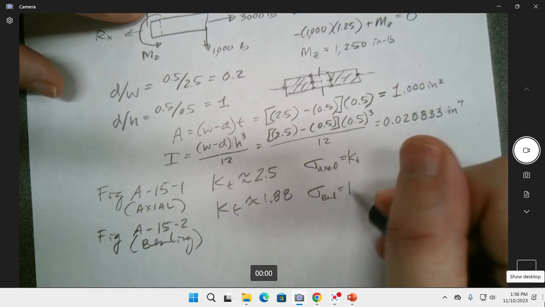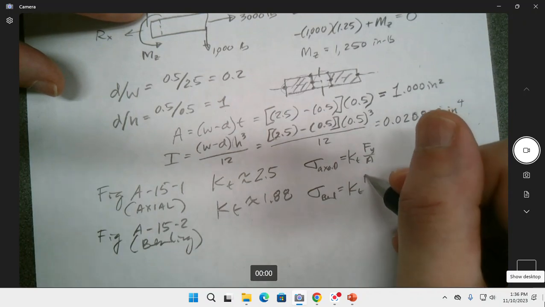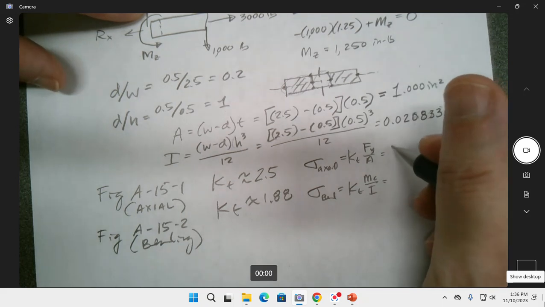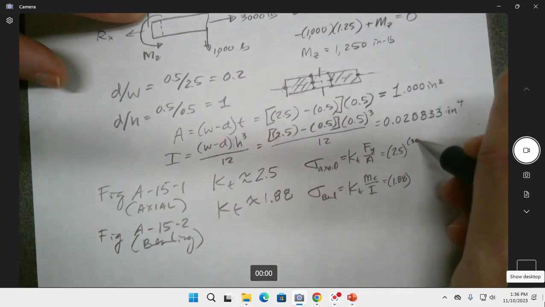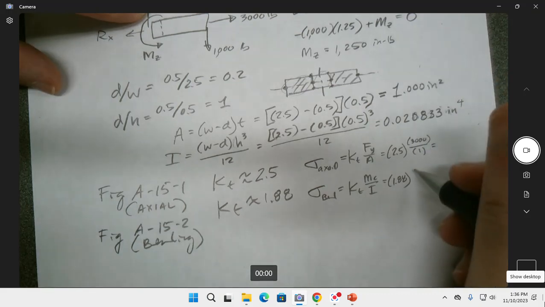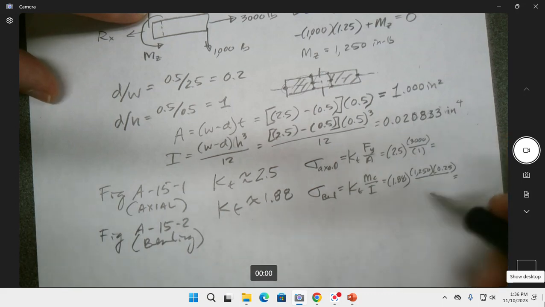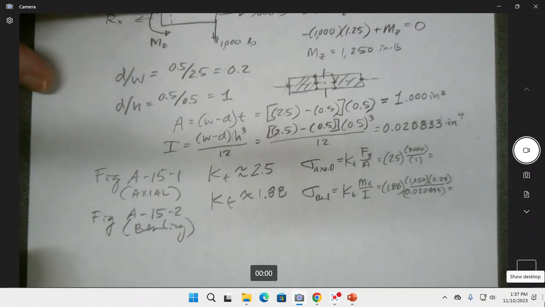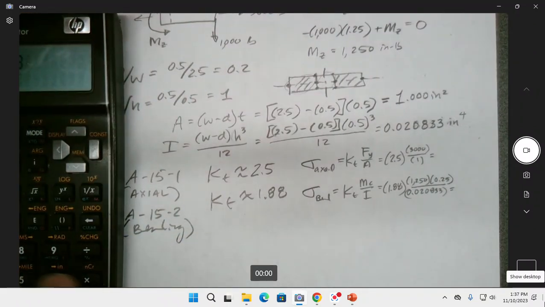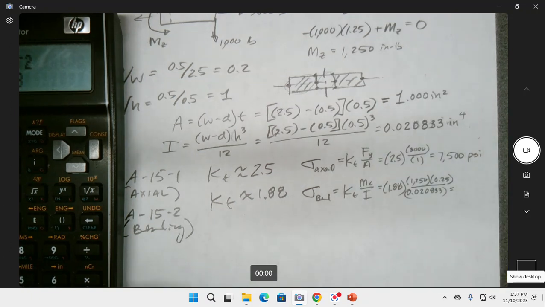Here's our Kt for that one, and here's our Kt for this one, and this is going to be Fy over A that we got up above, and this is going to be Mc over I. So we're going to go 2.5, and here's 1.88, and the axial is 3,000 divided by 1. And then this is the moment we established was 1,250, and we're going to go 0.25 because that's c, 1/2, and then divided by our 0.020833. And 3,000 times 2.5, I should be able to do it in my head, but I couldn't apparently. 7,500 psi, 7.5 ksi.